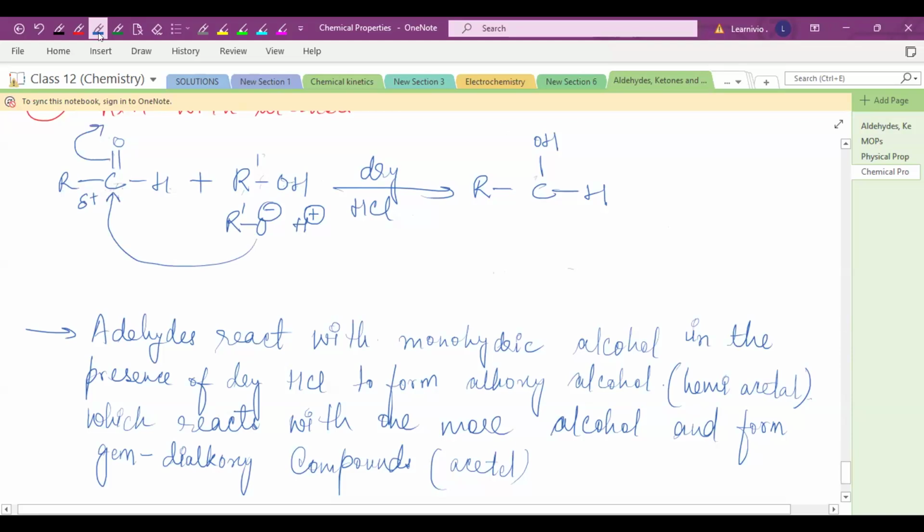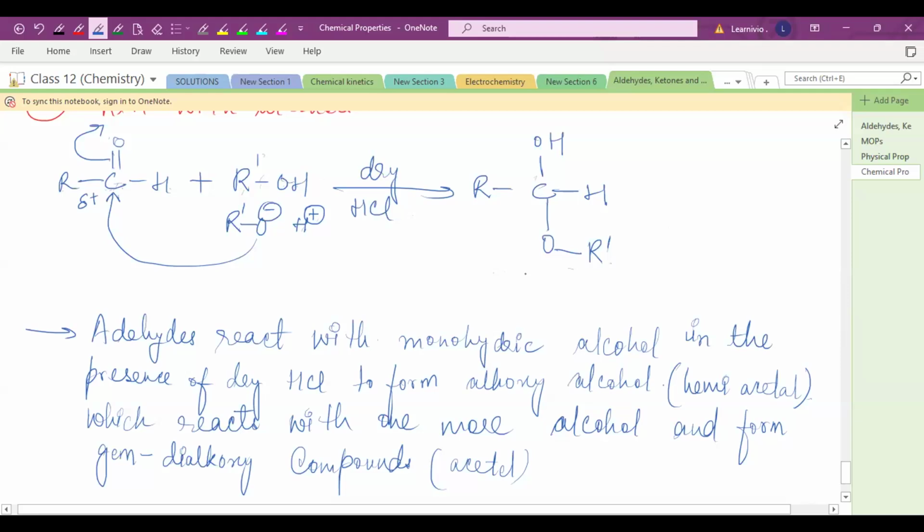So what happens first? This R dash O group gets attached, and from the oxygen side you will show the attachment. And this oxygen will get a negative charge. This bond will shift over here. When it gets a negative charge, an H plus ion will come and get attached over here, and it will form the OH hydroxyl group. So that's how it forms a hemiacetal.